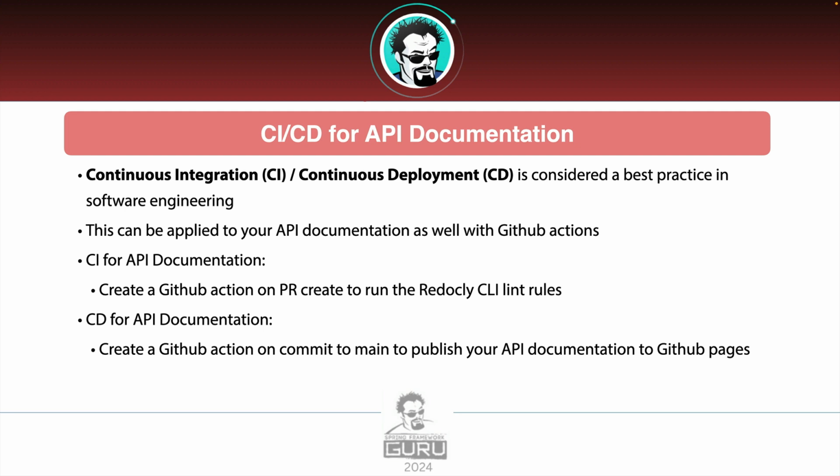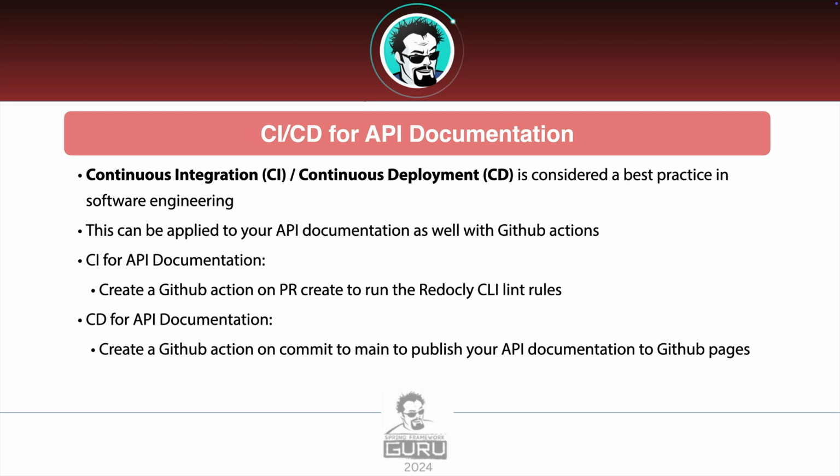For continuous integration, what we can do is set up a GitHub action that is going to run the Redocly CLI lint rules on every PR create. So those rules will automatically run and there'll be a quality gate for our API documentation. So very, very good thing to do. It's just like testing software, where we want to run all our tests before committing a PR. This way, we can do the same thing for our API documentation.